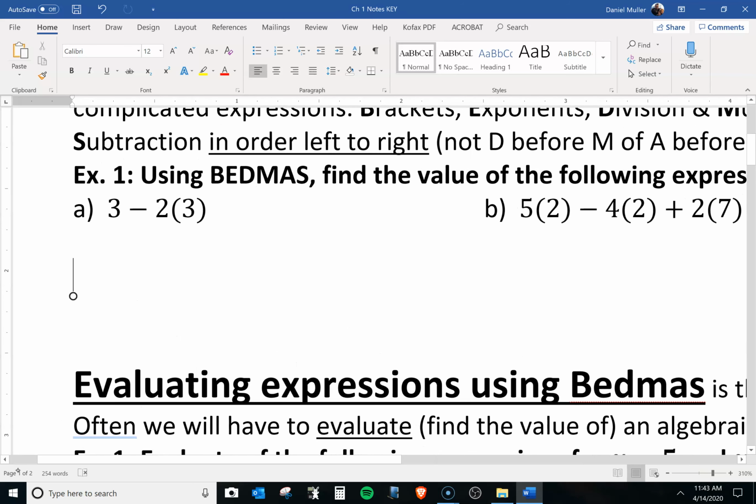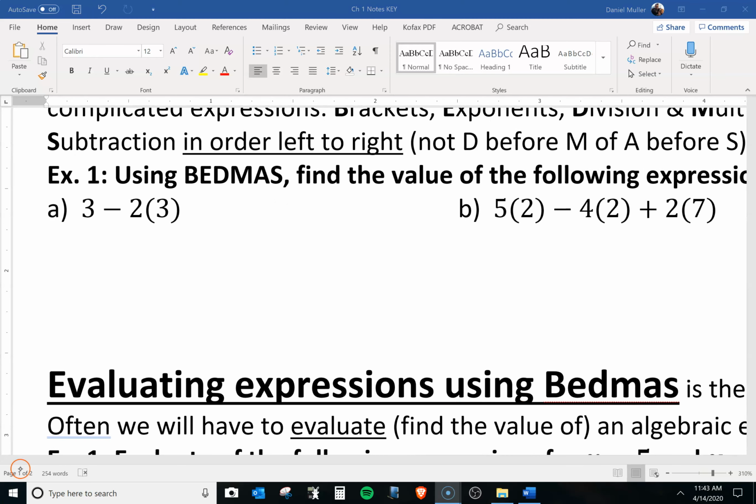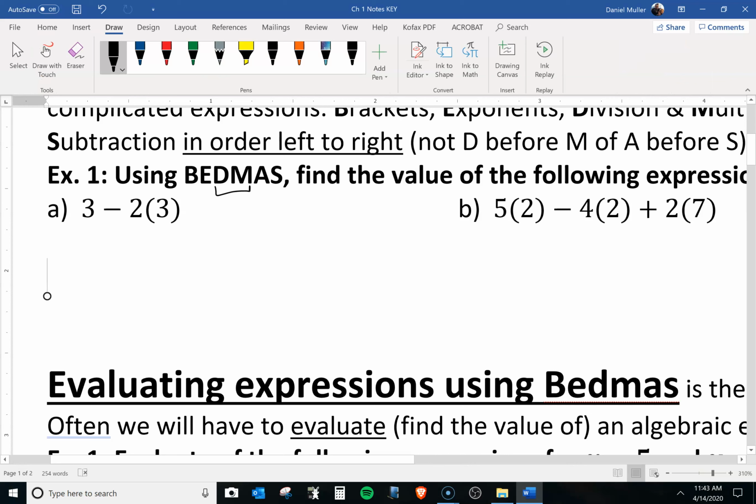Using BEDMAS, find the value of the following expressions. Break it into steps. We've got to remember BEDMAS: brackets, exponents. Division and multiplication happen in order of left to right, so whatever is on the left goes first. And addition and subtraction again work left to right.